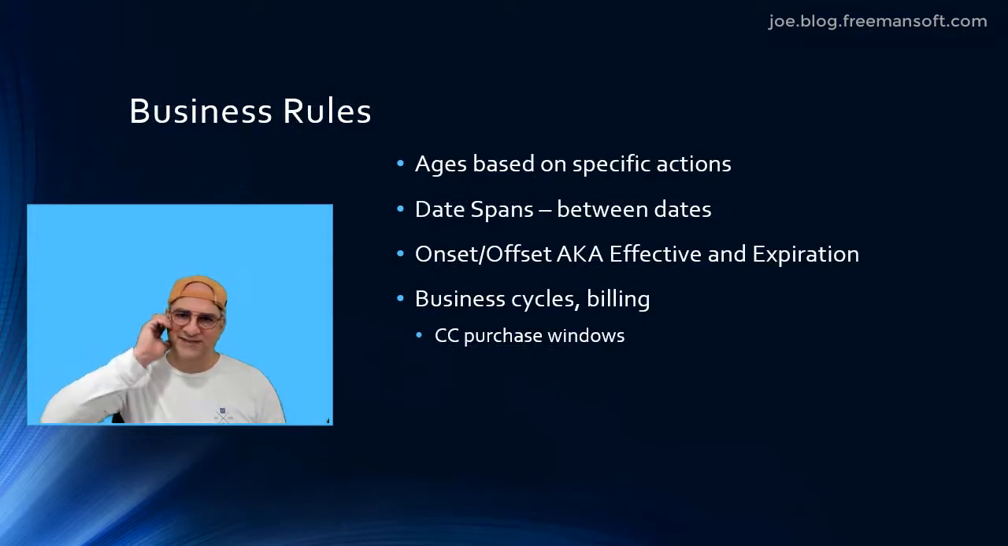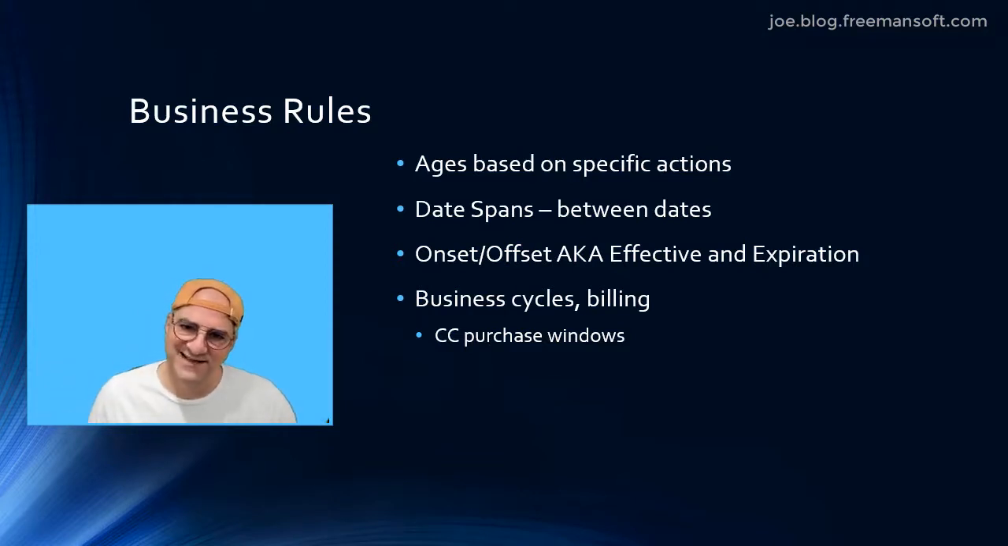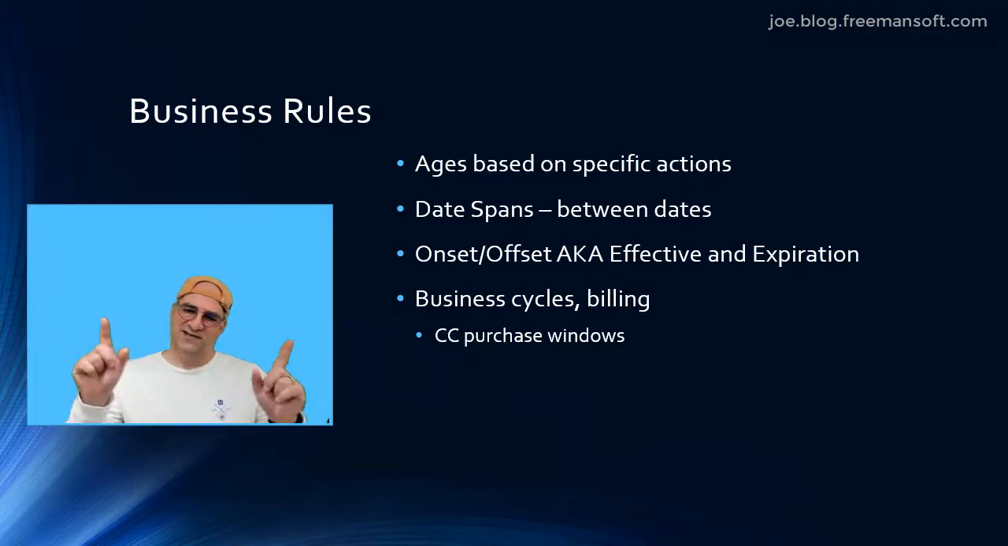So business rules, age-based specific actions. I love date spans. And onset offsets are my favorite. So age-based rules, a lot of times we'll have a lot of date-driven business rules. I actually think it's better to pull that out externally somehow, put it in a database or put it somewhere where you can see them. Burying them in code, burying them in a system a lot of times just doesn't give you the flexibility.